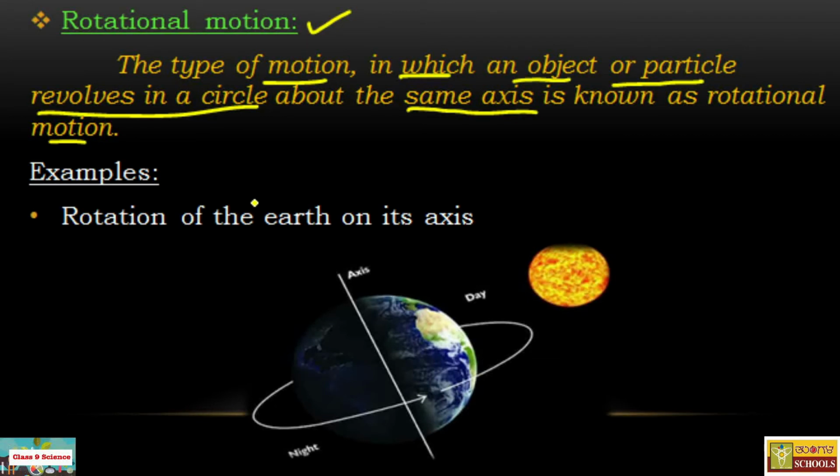Examples: rotation of the earth on its axis is a simple example of rotational motion. The earth is rotating on its own axis. That is nothing but rotational motion. The rotational motion of the earth, as we already know, causes day and night. We are already aware of that.